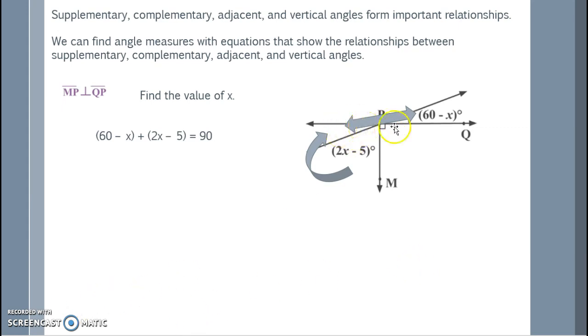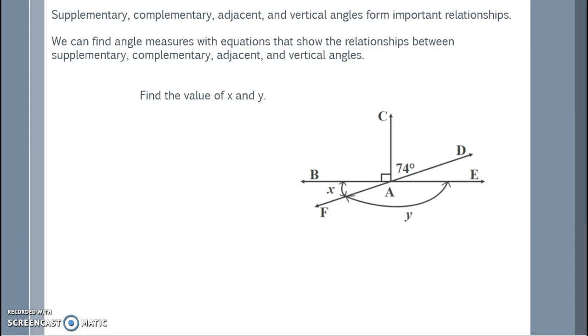So if these two are equivalent, and I know that these two add up to 90 degrees, I can say that 60 minus x plus 2x minus 5 is equal to 90. I then can simplify my parentheses. We can combine like terms since negative 1x plus 2x is 1x, and 60 minus 5 is 55. I need to subtract 55 from both sides, so x is equal to 35.